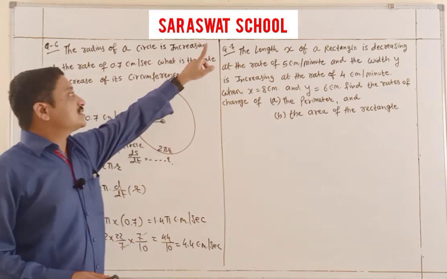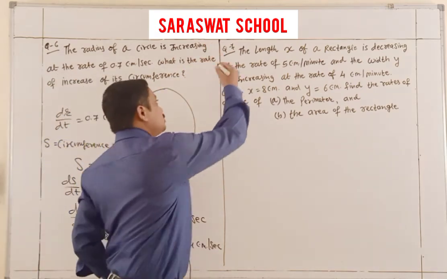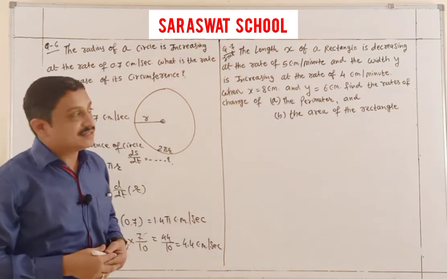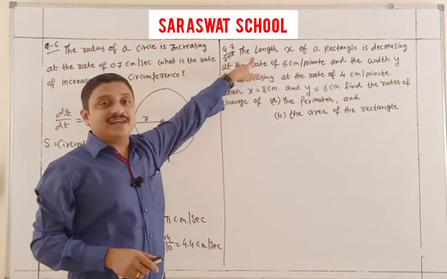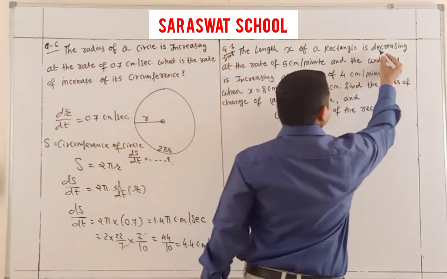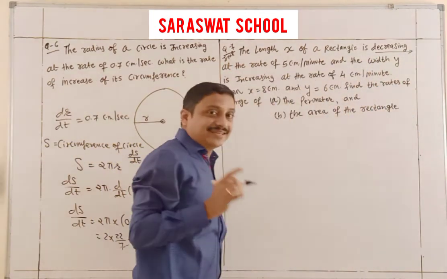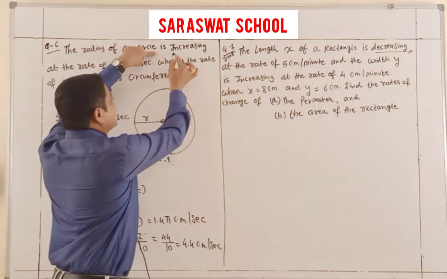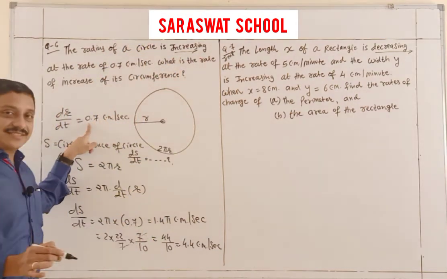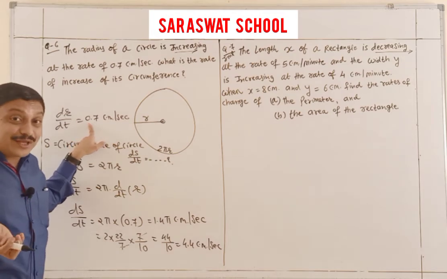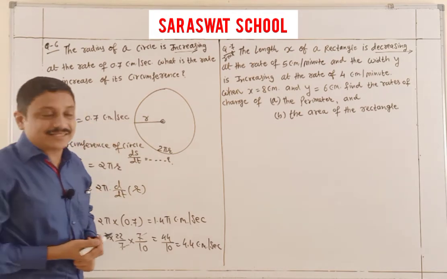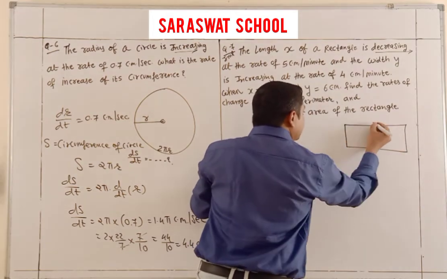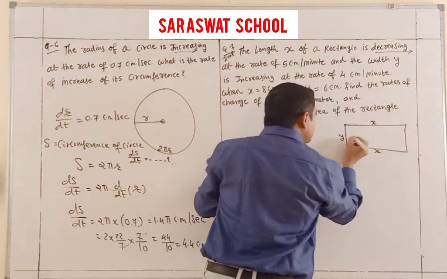Now, question 7. 7 is an IMP, students. So you tick mark it first of all in your IMP list. The length of the rectangle is decreasing. Look at that. Decreasing means taking minus. If increasing is given, then we take plus. Sometimes decreasing is also given, then you utilize minus. So this is your rectangle. This is your length.